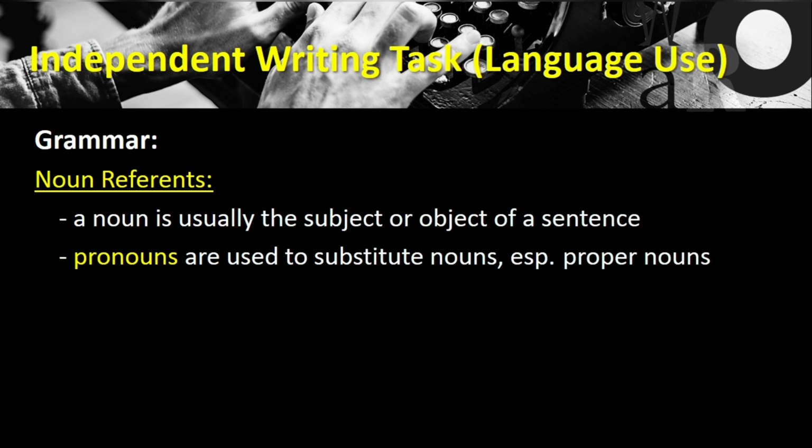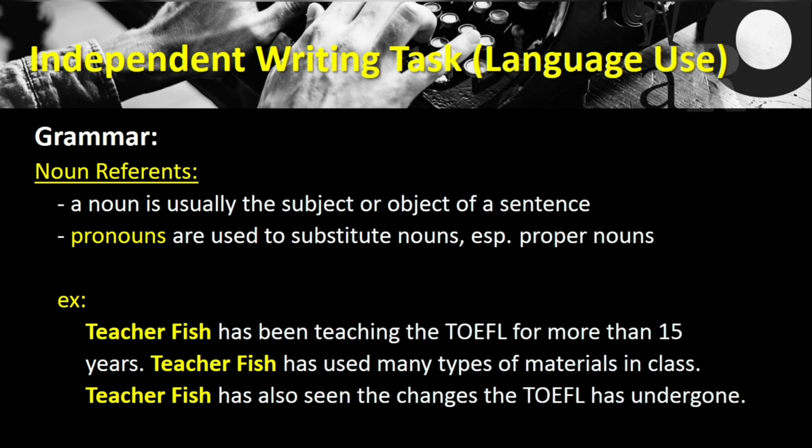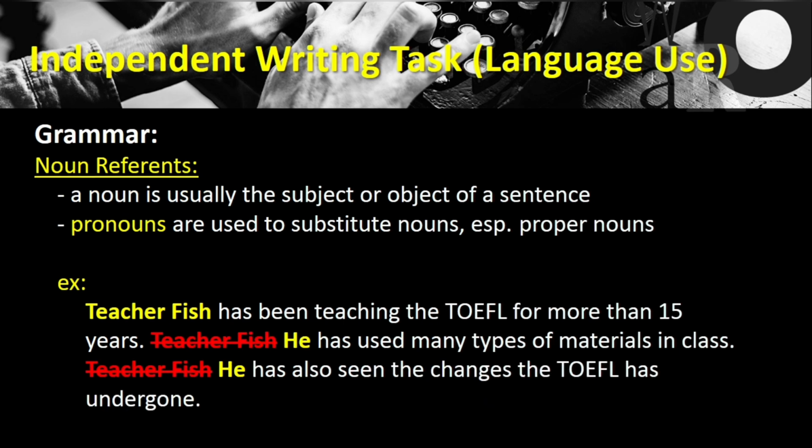Here is an example again. "Teacher Fish has been teaching the TOEFL for more than 15 years. Teacher Fish has used many types of materials in class. Teacher Fish has also seen the changes the TOEFL has undergone." In all three sample sentences, we used the same noun, which is Teacher Fish. Don't they sound repetitive? This is exactly what I am talking about. Instead of saying Teacher Fish all the way, why not substitute Teacher Fish in the second and third sentences with the pronoun he? By doing so, you avoid repeating the same noun, and won't be dubbed as having limited knowledge of the English grammar.